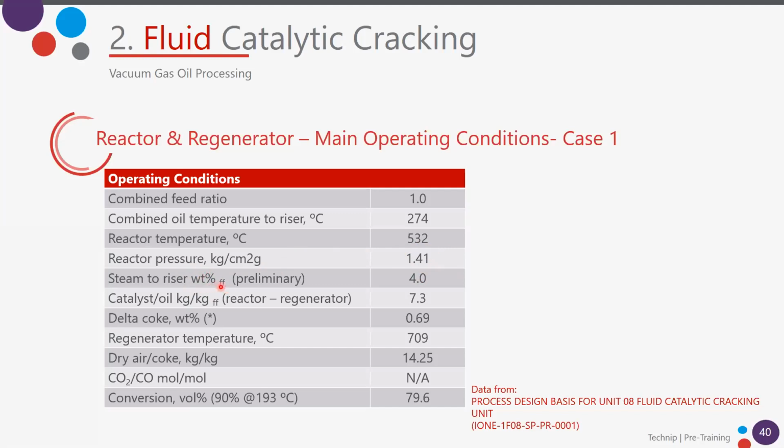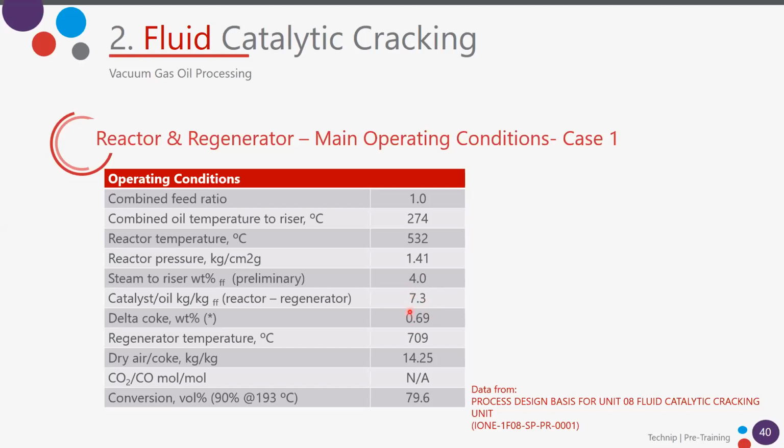That is a weight % of the fresh feed. This is more or less 4%. Here we have more or less the catalyst circulation. Remember that you will not fix it, but this is a consequence of the other independent variables.